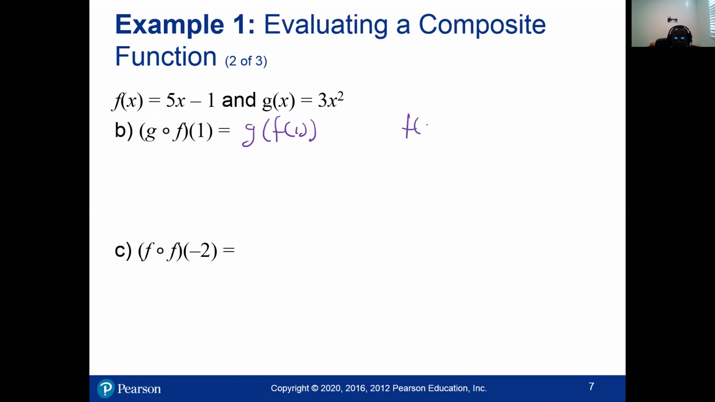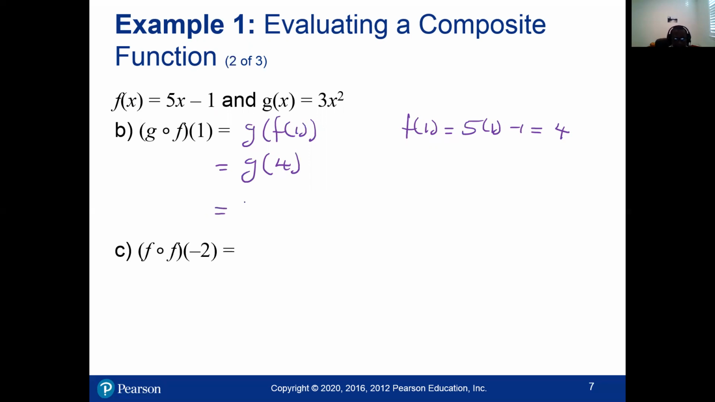All right. So f of 1 in this case, because my f of x is 5x minus 1, is 5 times 1 minus 1, and that will give us what? That will give us 4. And so this becomes g of 4. See that? The output of the f gives me the input for the g.